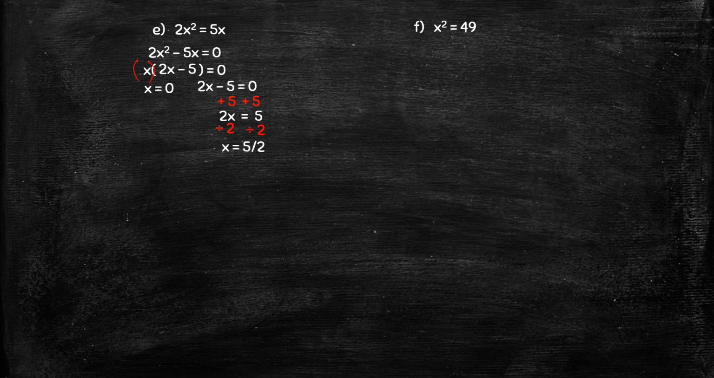With f, x squared equals 49. Okay, again we put it equal to 0. Now there's 0x in the middle of it. So you've got to think of two numbers that multiply to get negative 49 and add together to get 0. So those numbers are plus 7 and minus 7.